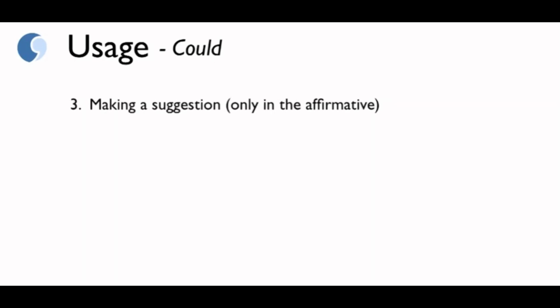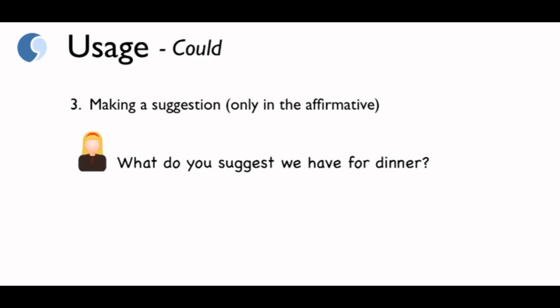The third usage is making suggestions, so it is always in the affirmative. So what do you suggest for dinner? My answer could be like, "We could have fish." And we could also say another example like, "Ma'am, what do you suggest we should do next?" I may answer like this, "You could do some skating or you could learn English this way." I may be suggesting that to you. So use could for suggesting.